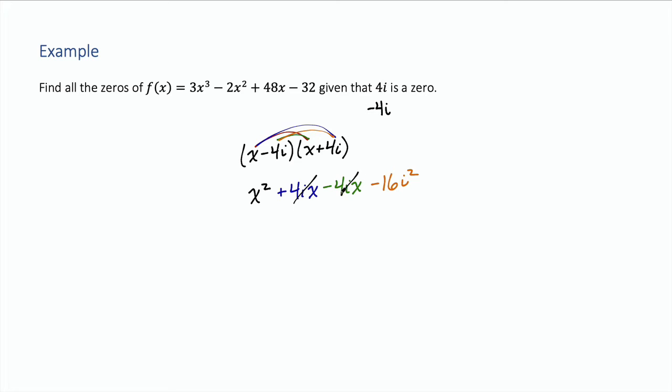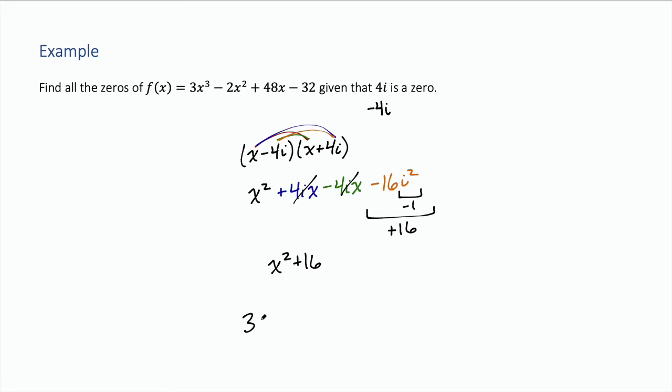So now the i terms cancel, but the i squared is negative 1. So altogether, negative 16 times negative 1 is positive 16. So this is x squared plus 16. And that's a factor of this polynomial. So now what we need to do is just figure out what's left over if we pull that out.